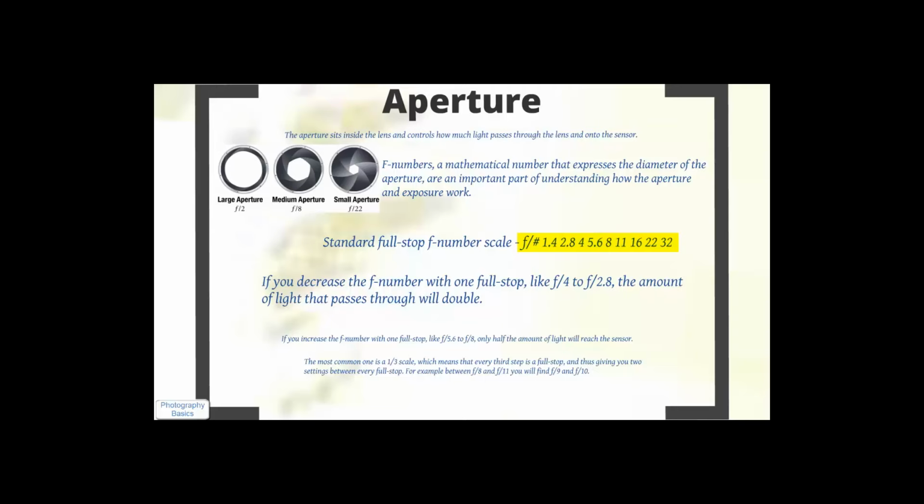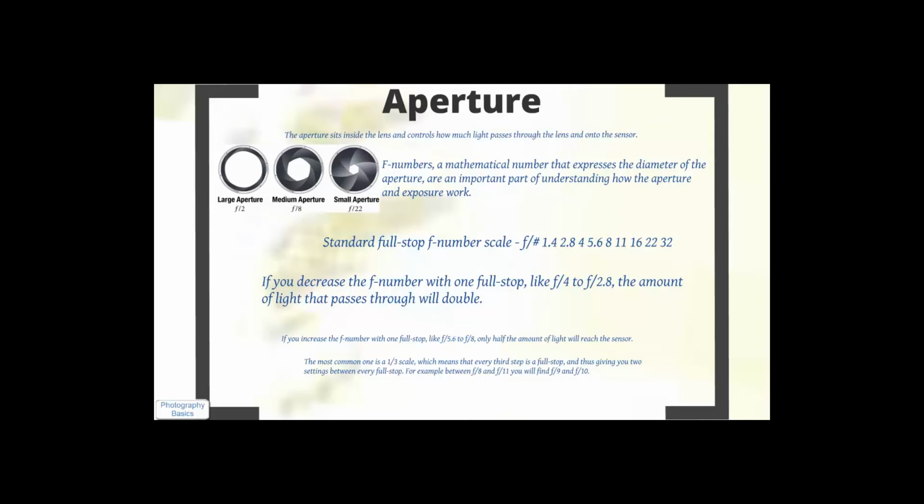5.6, 8, 11, 16, 22 and 32. These are known as full stop f numbers. If you decrease the f number by one full stop, like f/4 to f/2.8, the amount of light that passes through will double. If you increase the f number by one full stop, like f/5.6 to f/8, only half the amount of light will reach the sensor.